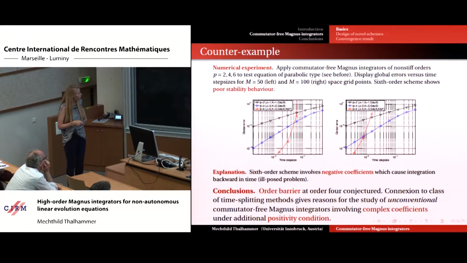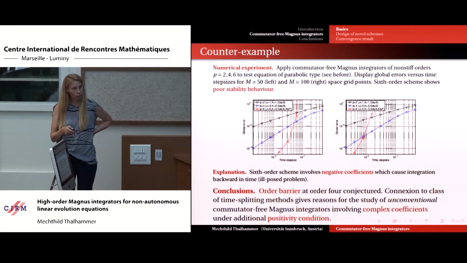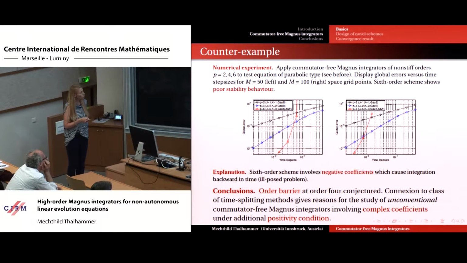Yeah. So what we see, there's no rigorous proof since this is very delicate. But we tested it extensively, and what you see or what you conjecture is an order barrier for this commutator-free Magnus integrator. So your conjecture is that up to order 4 it will work nicely, but when you want to stick to real coefficients only, you have this drawback, these stability issues.